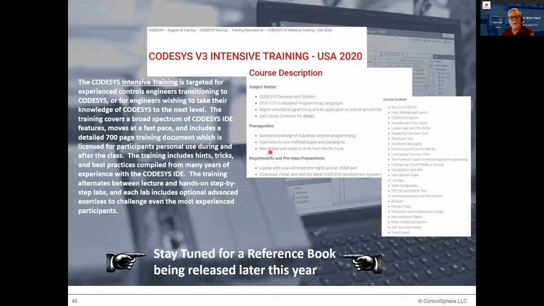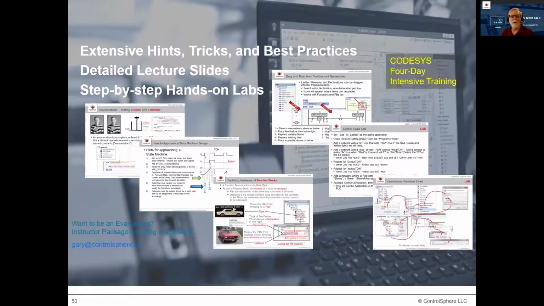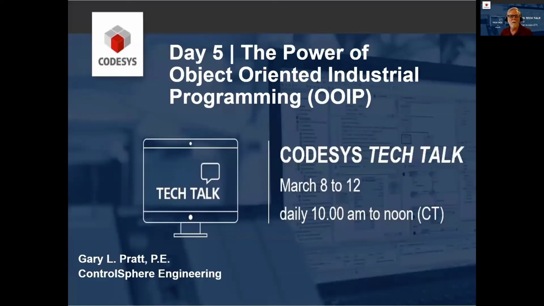And stay tuned. This is going to come out in book form before the end of the year, hopefully. The training is some 700 detailed slides students can take with them after the class. Use as a reference, it has extensive hints and tricks and best practices learned and developed over the years. It mixes lectures with hands-on step-by-step labs, and has many less structured extra credits for those who get done quicker. Nobody has ever gotten bored in the intensive training class. We keep you busy doing something all the time. Lots of extensive graphics to aid and so forth. And I think that is about it.